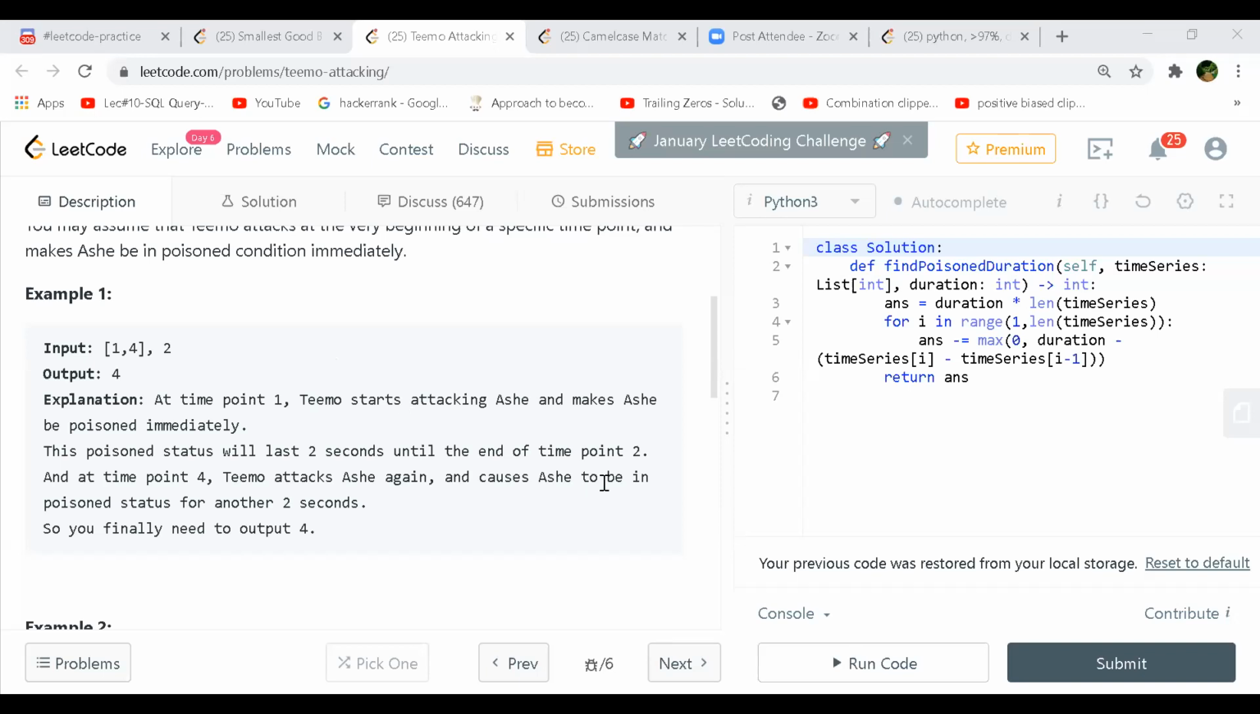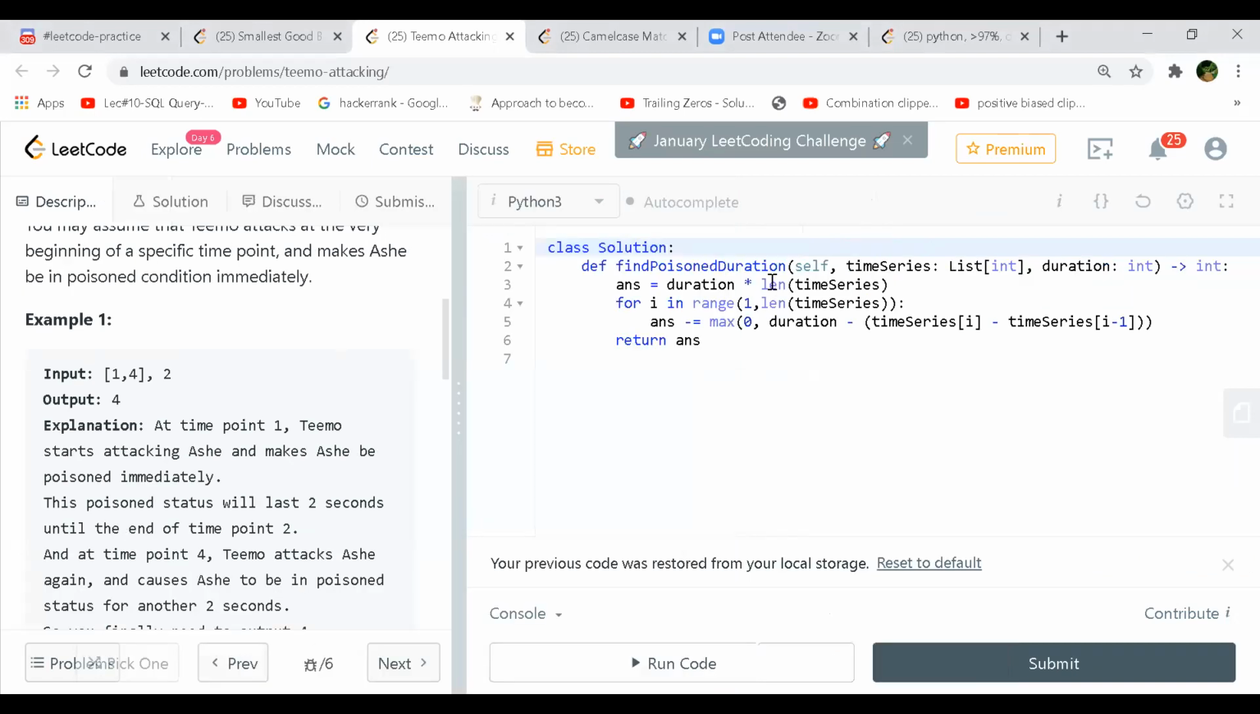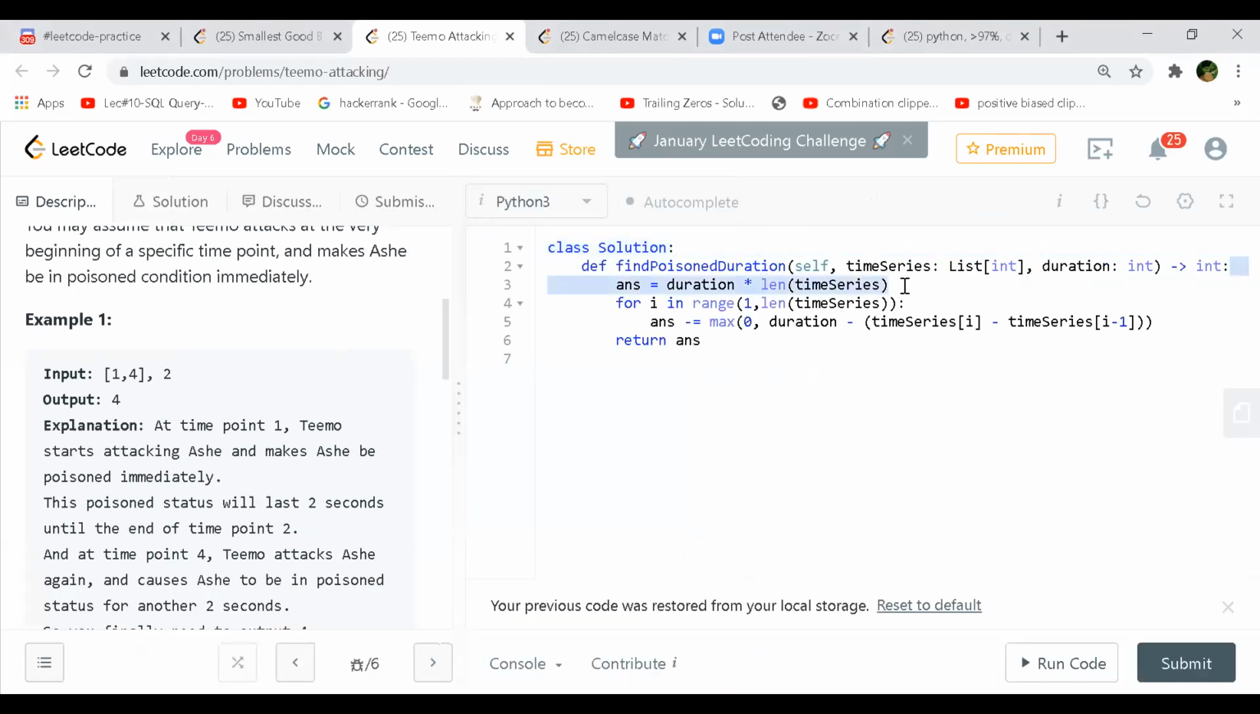Here, with the duration, I'm multiplying by my time series size to get to what extent it will go. Then I'm going from 1 to the length of the time series, and this is the overlapping part I'm subtracting from my duration. If it is negative, then I'll pick 0. Otherwise, whatever is the max, I'll subtract from my answer. Or we could have done it using min also.